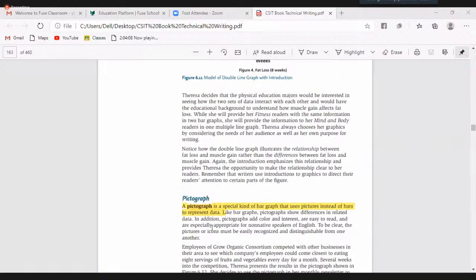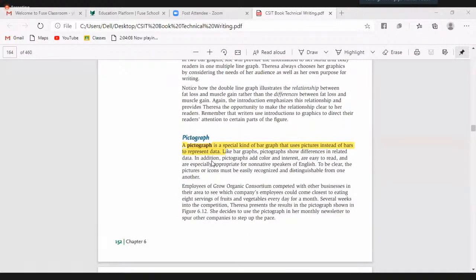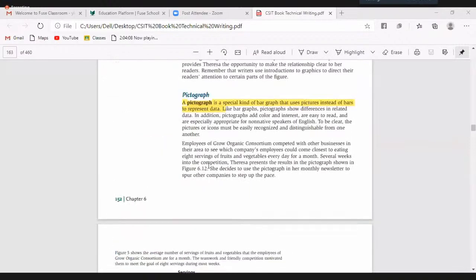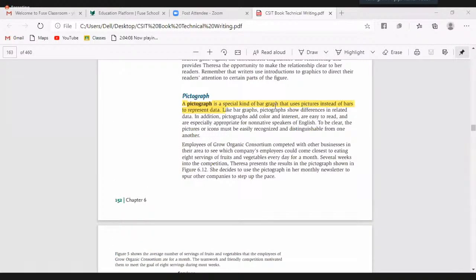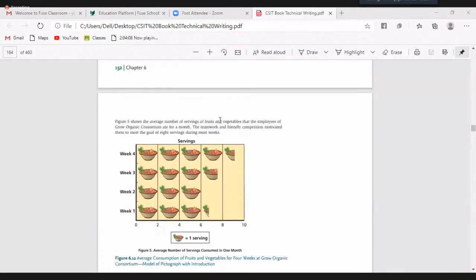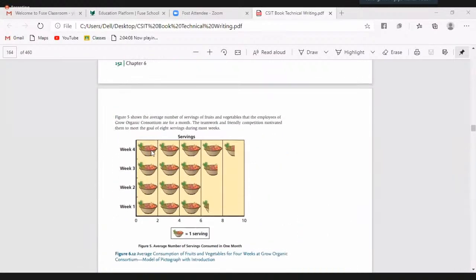Then you have the pictograph. Pictograph means using pictures. A pictograph is a special kind of bar graph that uses pictures instead of bars to represent data, isn't it? Instead of bars, instead of lines, what is used here? Pictures are used to represent data. Here you can see servings, and this indicates one serving. Average number of servings consumed in 1 month.